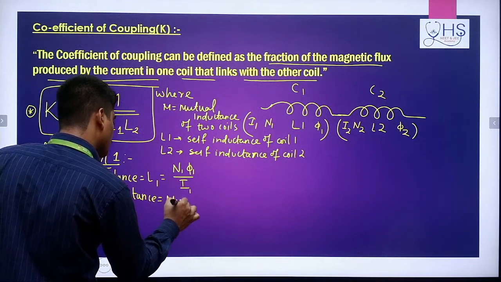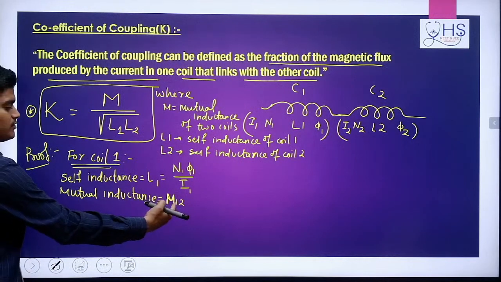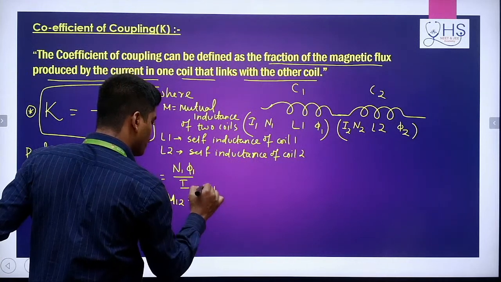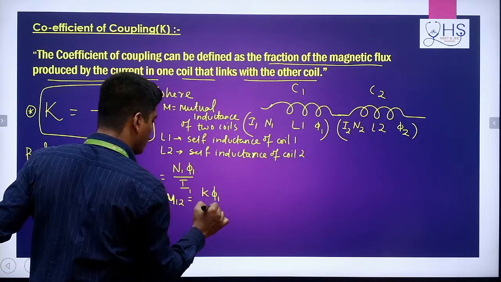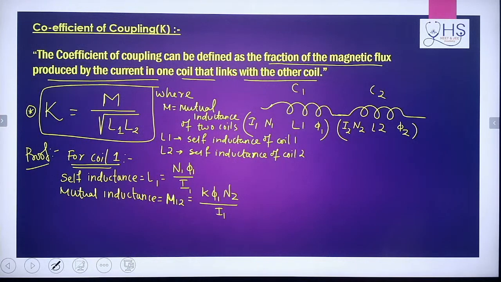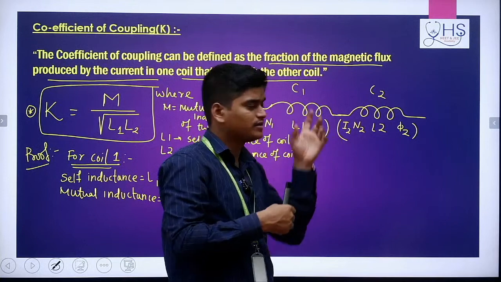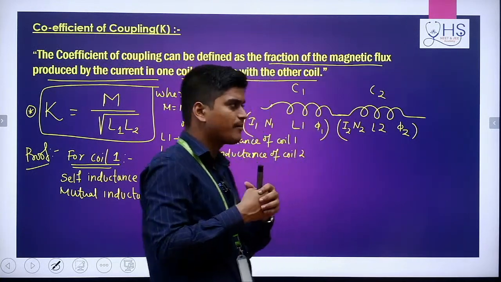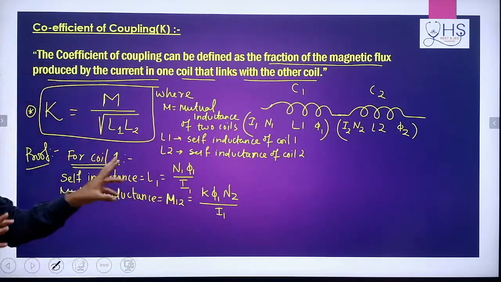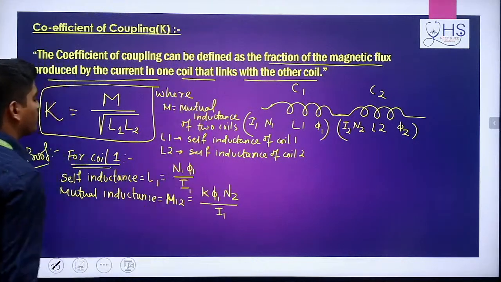Now M12, because I am finding the mutual inductance of coil 1 with respect to coil 2, is K phi 1 into N2 divided by I1. Why did I do like this? Because when both coils are together, some effect will happen. This flux will affect there, that field will affect there. So whatever total flux I take is K phi 1. K is a constant measuring how much interaction is happening.